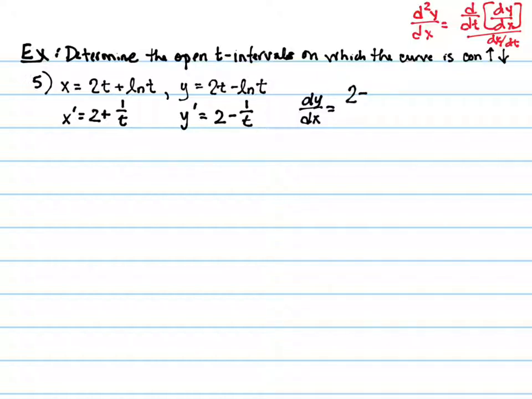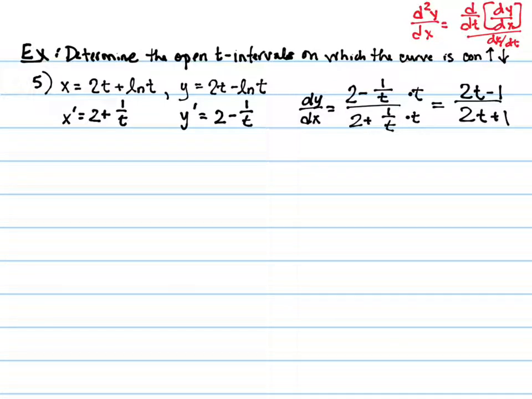Didn't everybody talk at once? 2 minus 1 over t over 2 plus 1 over t. Good. All right, and complex fractions are never pretty to work with, so we'll eliminate the double fractions by multiplying by t over t, which will give us 2t minus 1 over 2t plus 1. Is that all right? Okay, so that's our first derivative.